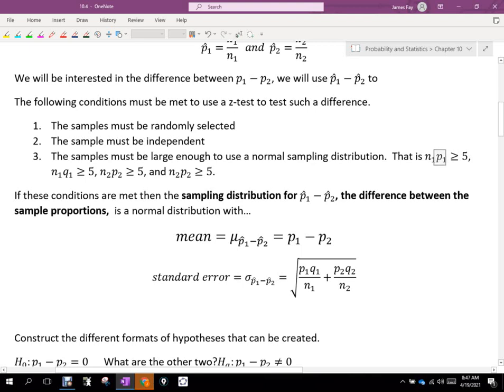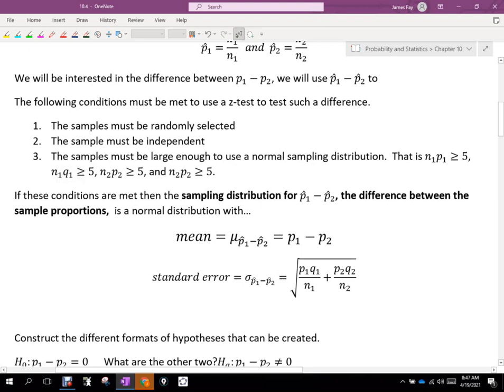So that P1 is, if we have, let's say, 100 people in the sample and 30 of them are left-handed, then 0.3 would be that P1. Okay, so that's the proportion that we're interested in. Q1, remember, would be the complement of that.